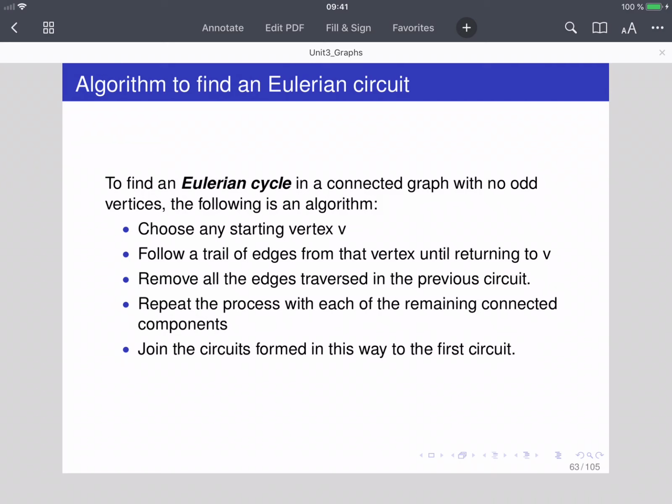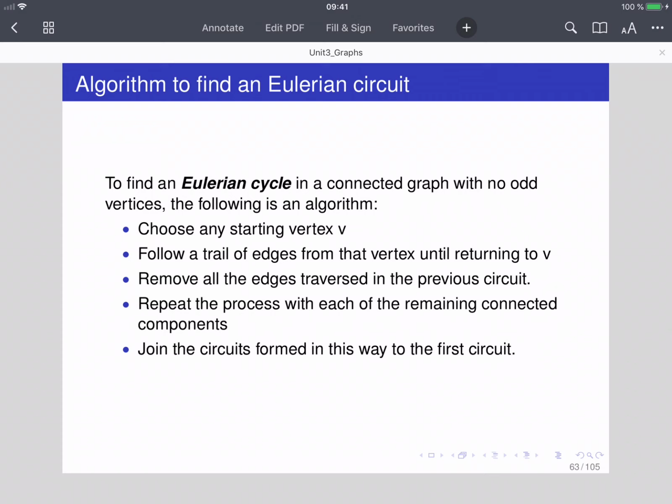Okay, I'm going to give you an example in a minute, and we are going to devote a whole lecture to computing this kind of circuits and paths in graphs. But I will give you an example in a minute. First, let me explain the algorithm.